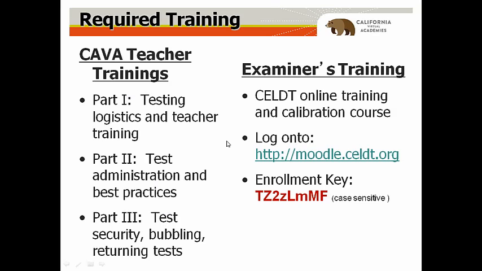And this is the same slide as part 1, but again, I want to go over that as Kava teachers, we are required to do the Kava teacher trainings for CELDT. Part 1 you already did. Part 2 you're doing right now, which is talking about the administration and best practices. And then part 3, which will go over test security, bubbling, and returning tests.